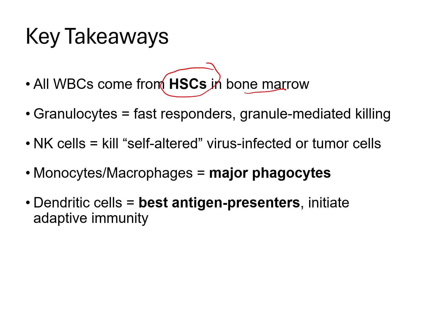Granulocytes are fast responders that use granule-mediated killing. Natural killer cells kill self-altered or altered self cells. So these are abnormal cells that are no longer healthy. Our monocytes, macrophages, and dendritic cells are the major phagocytes of immunity, and dendritic cells are going to be the bridge between the innate and adaptive immune responses.